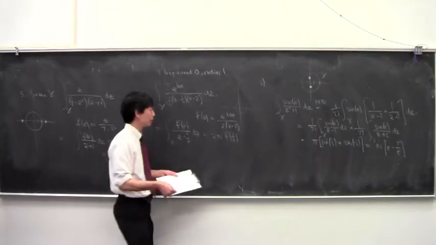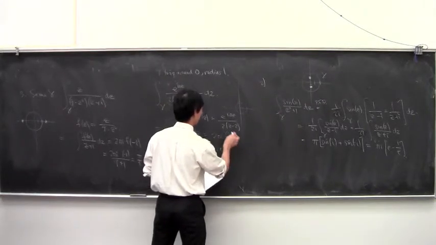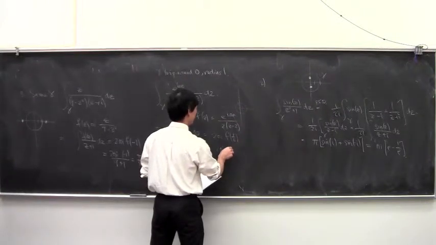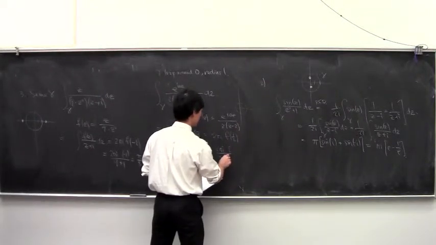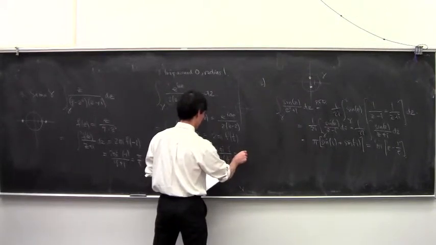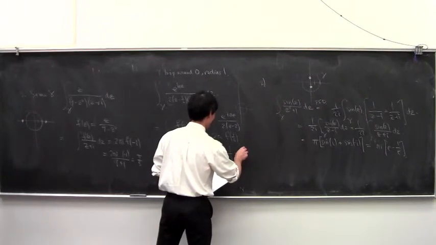You evaluate it: 2 pi i f of a half. If I put a half here, that's going to be i. So I get 2 times a half minus 2, so 3 halves here. And so I get a negative, thank you. And so I get 2/3 pi.